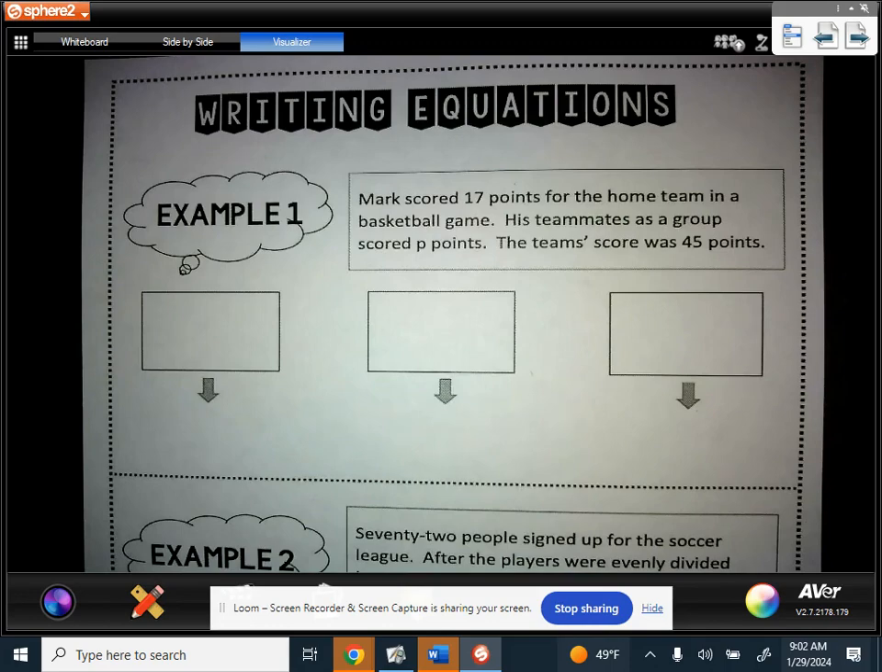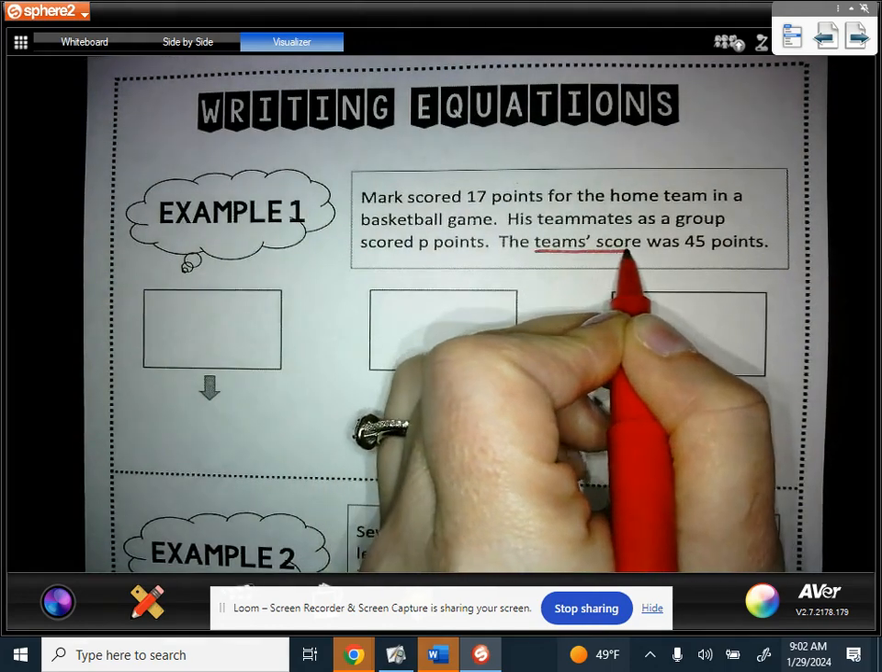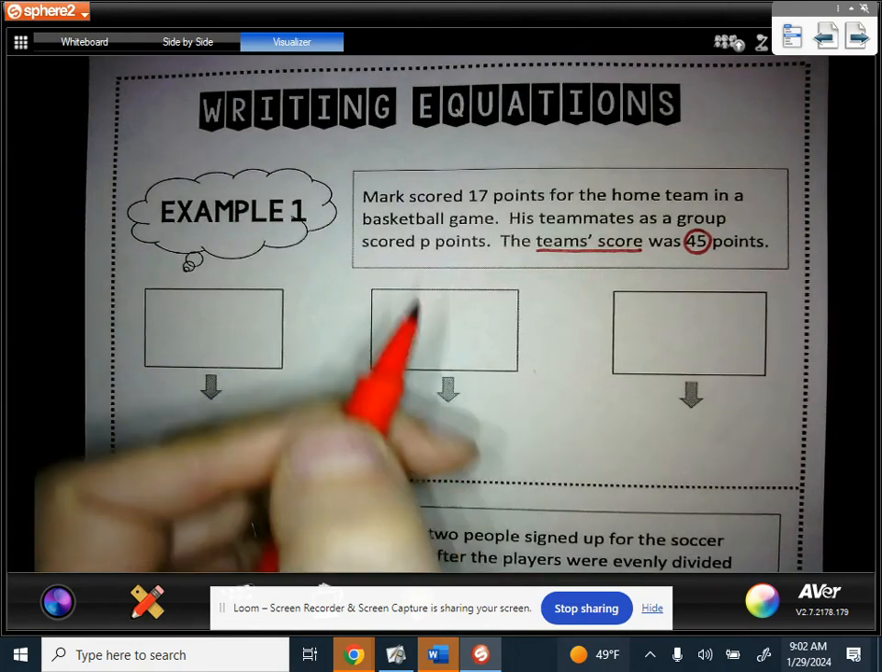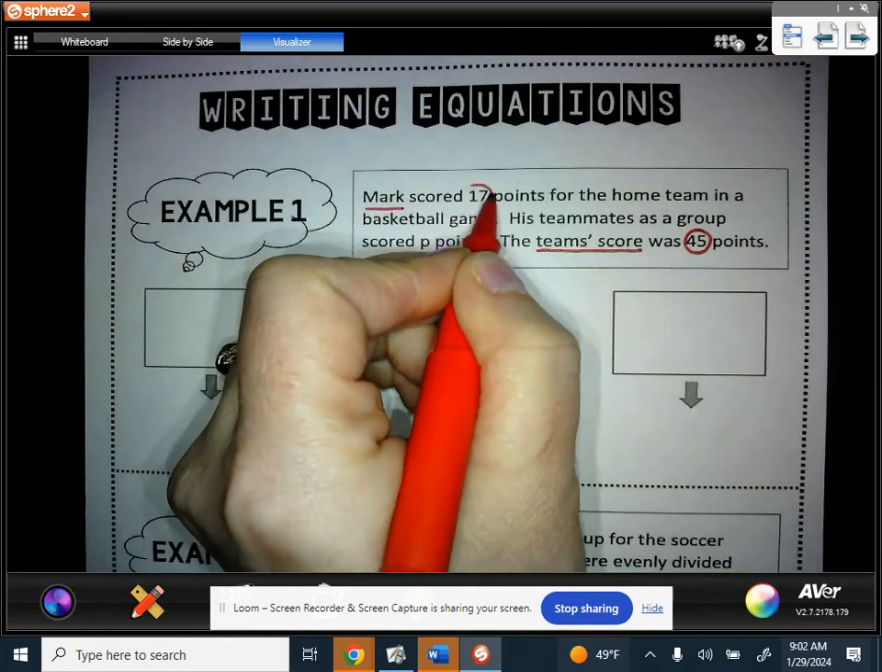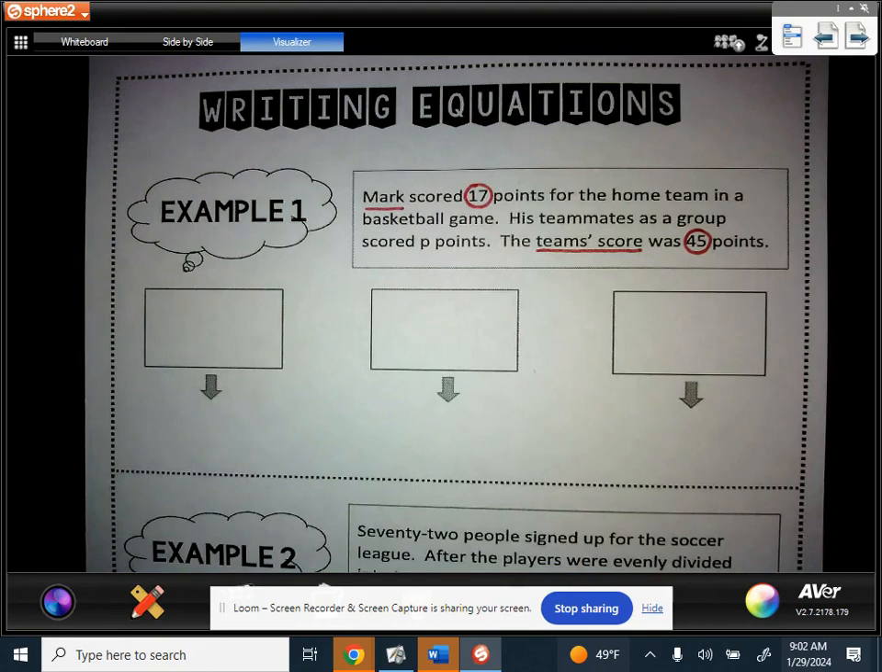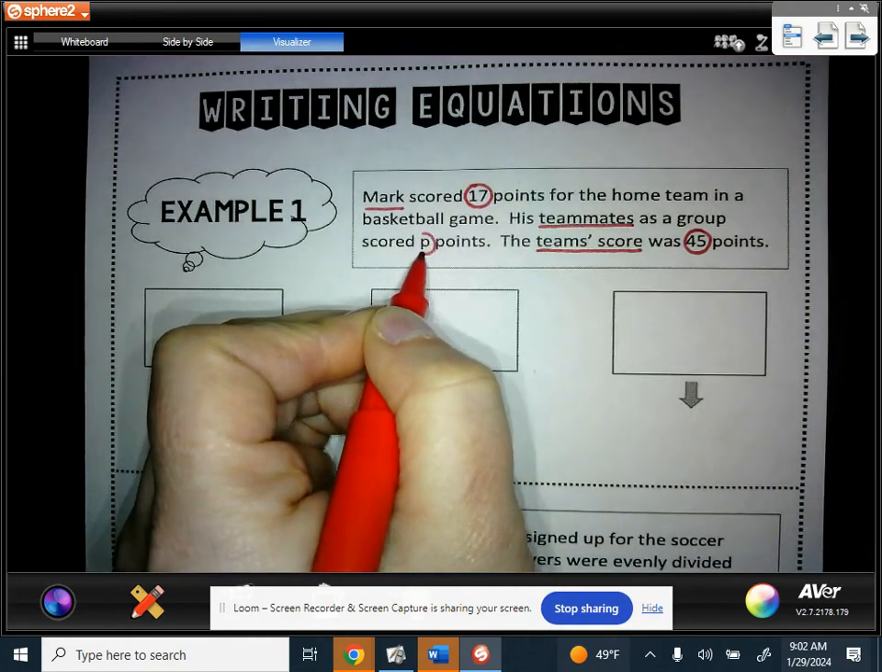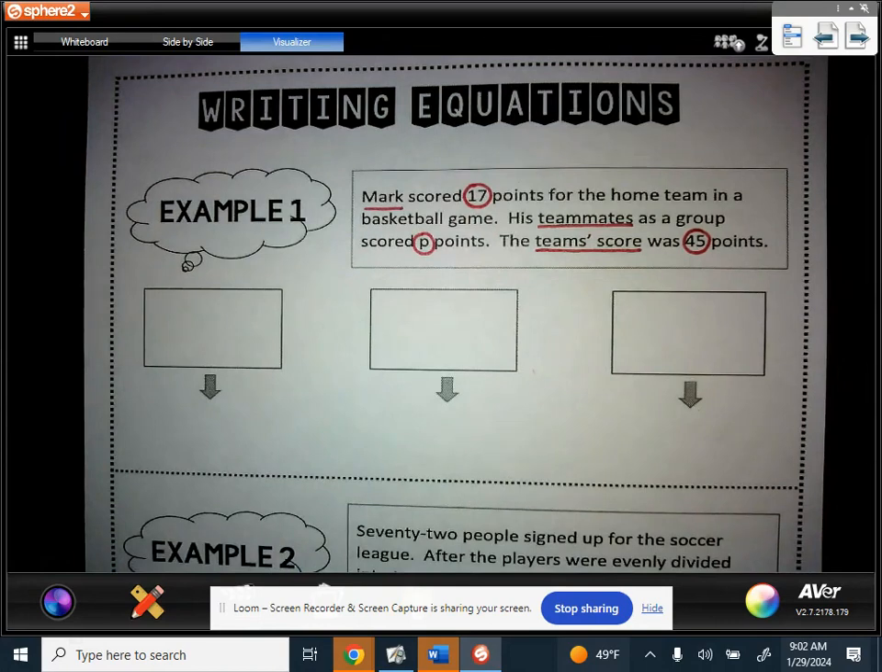Okay, so things that we know. We know the whole team's score. That's our total. We know how much Mark scored just by himself. And then we know that the teammates, the rest of them, scored P points. Now remember, P here is a variable. It's representing an amount that we just don't know yet. Now we could figure that out, but we don't know it yet.